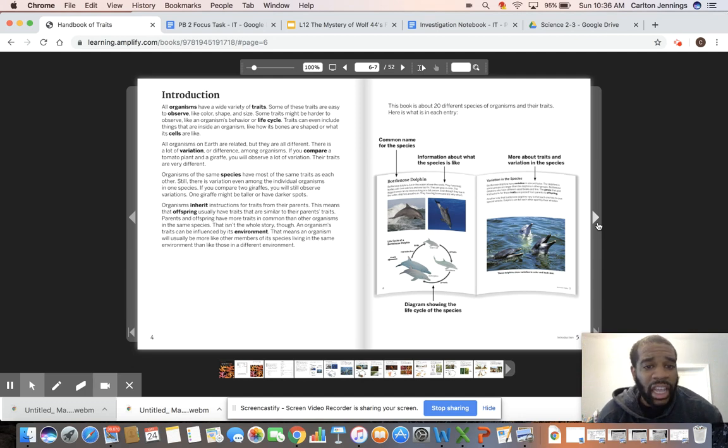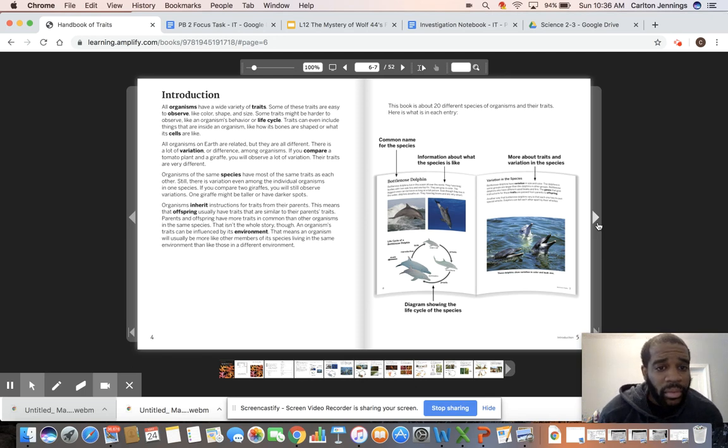Organisms of the same species have most of the same traits as each other. Still, there's a variation even among the individual organisms in one species. If you compare two giraffes, you will still observe variations. One giraffe might be taller or have darker spots. So even though we see variation with a tomato and a giraffe because they are very different organisms, two giraffes still have differences as well. So even though they might have a lot of similarities, they might have a lot of variation as well, like one being taller, having darker spots or different shapes. So we still can see variations in different types of organisms.